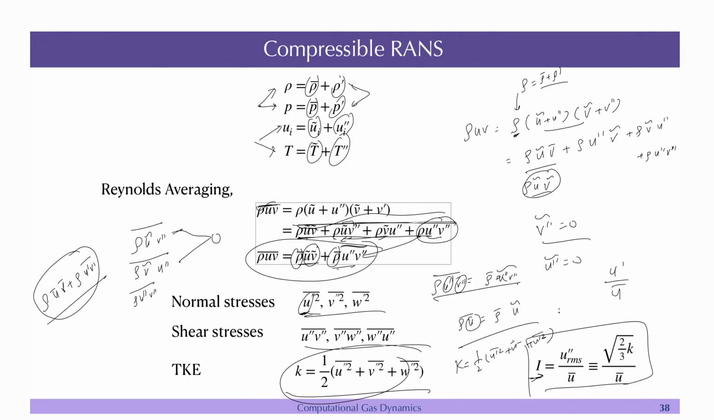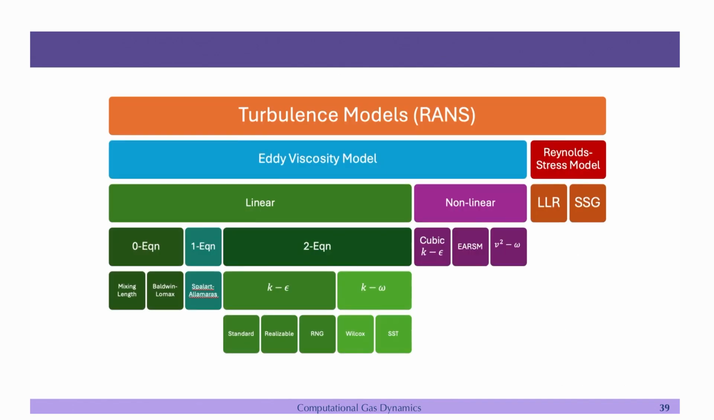So, if you say that my u prime bar square is similar to v prime bar square and w prime bar square, assuming isotropy, this will be 3 by 2 u prime bar square. So, you can write u prime bar square is 2 by 3 k. This is what is written here. In fact, if you use a code, let us say Fluent, you have to provide the intensity. From the intensity they calculate the turbulence kinetic energy by using this relation. Now, this is for the compressible flows, I will not go further in detail.